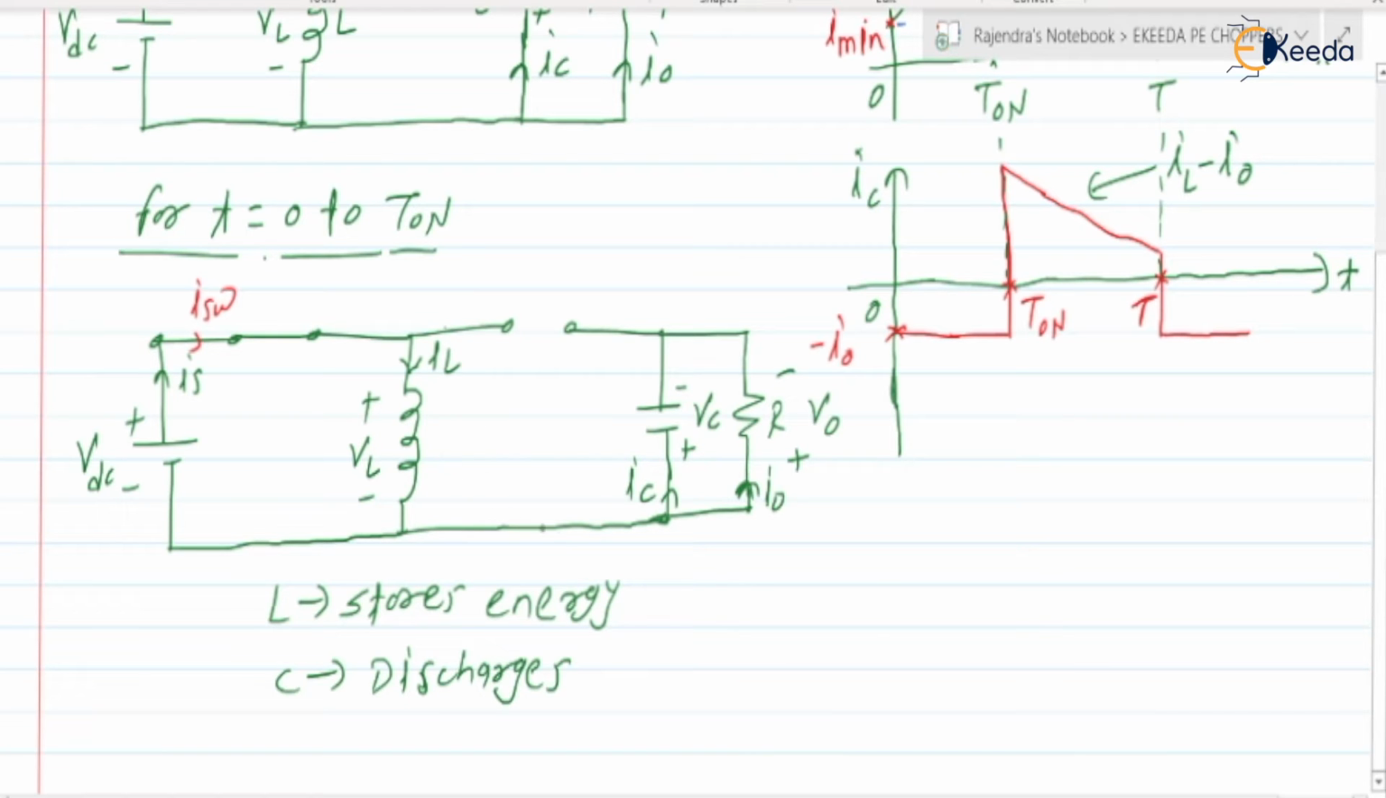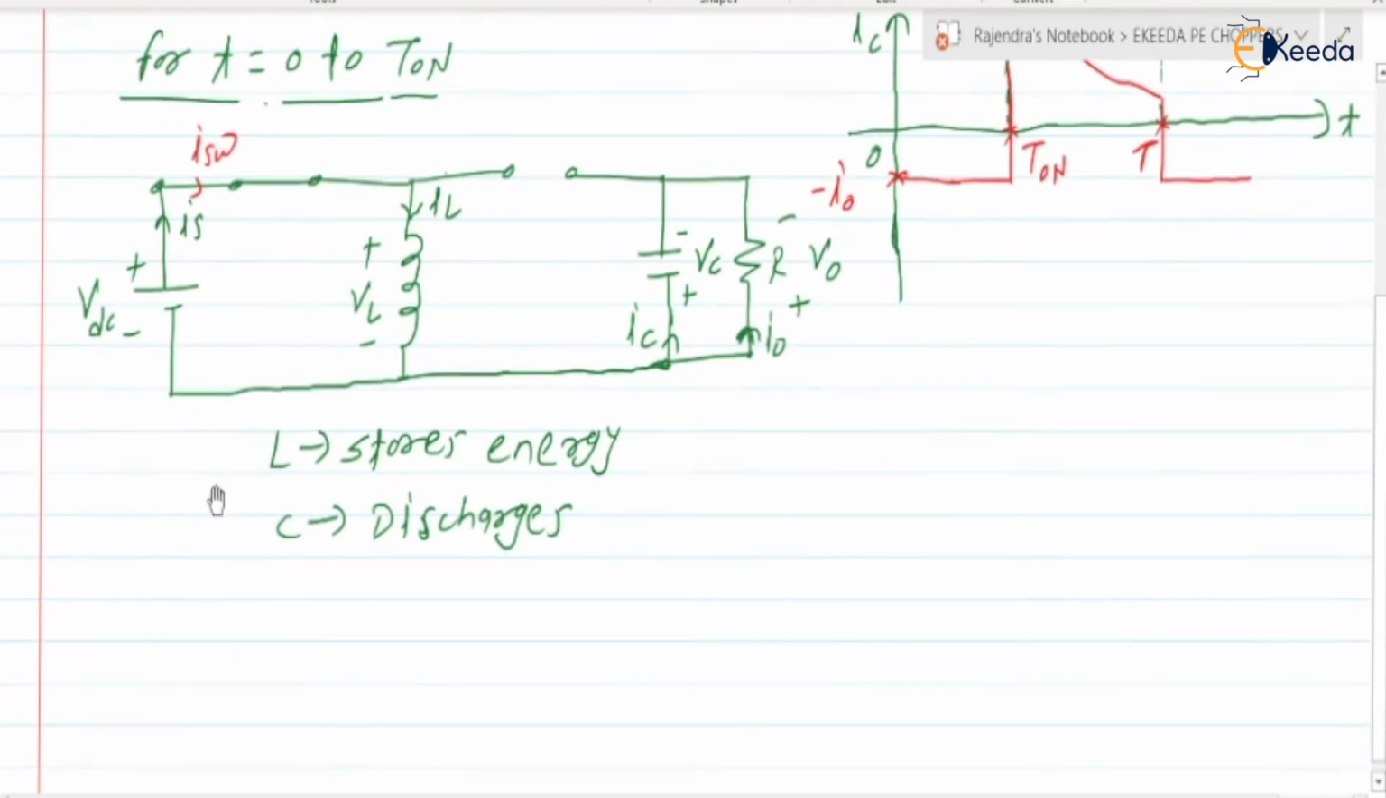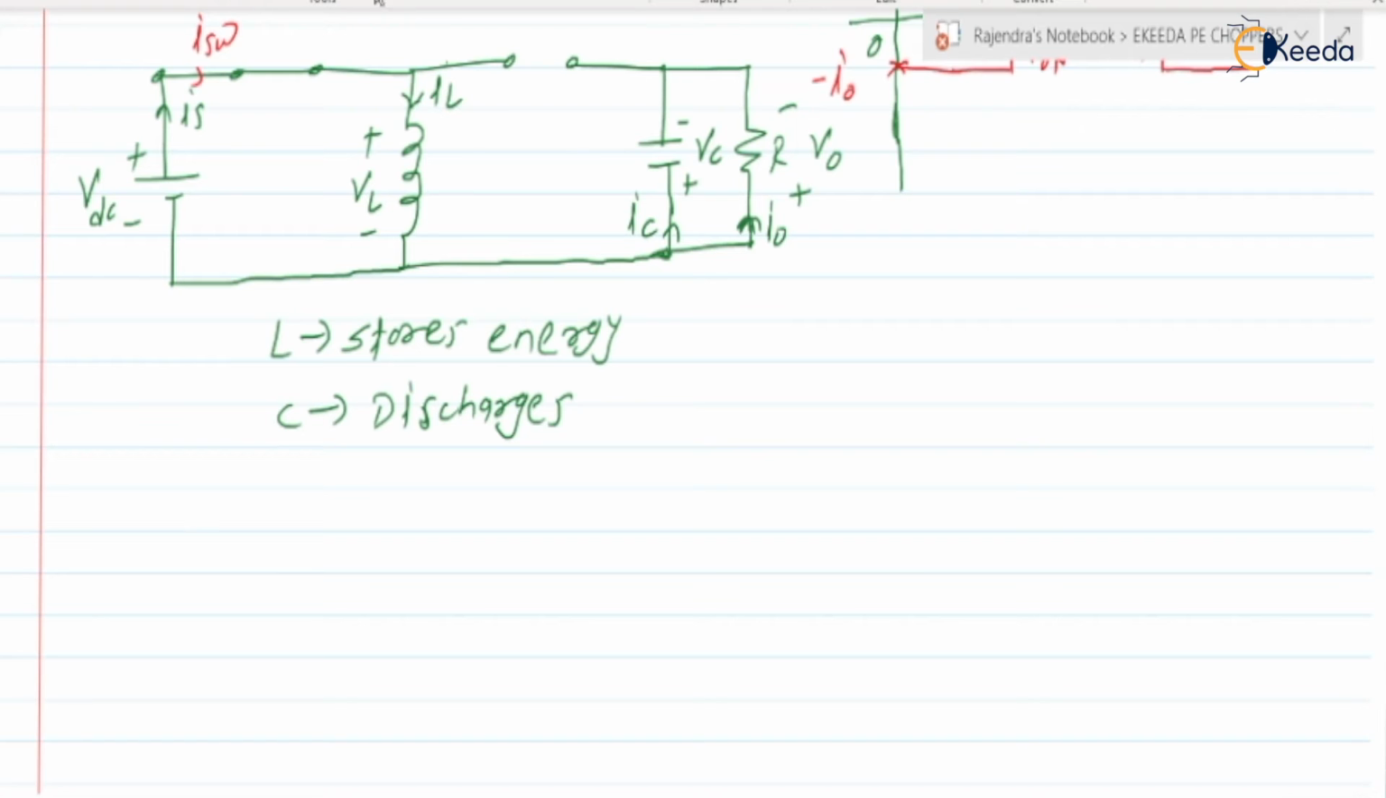When the switch is in the off state, the diode will be in the conduction mode and the inductor will charge the capacitor. So it is like plus here, minus here. But during the on state, this capacitor goes on discharging. The capacitor discharges.